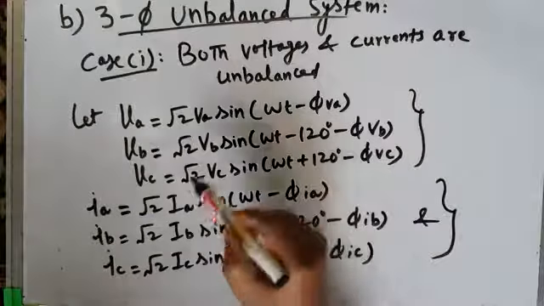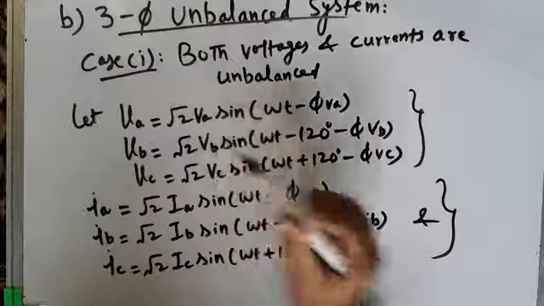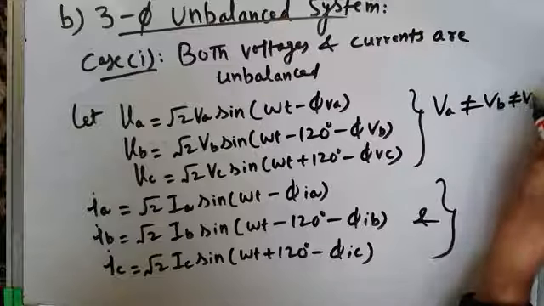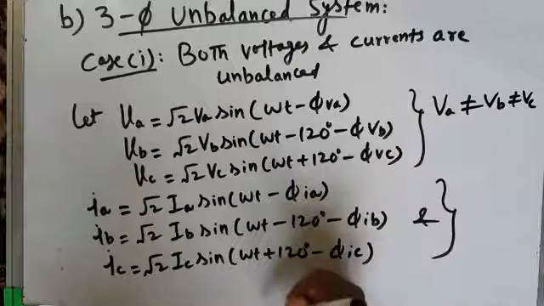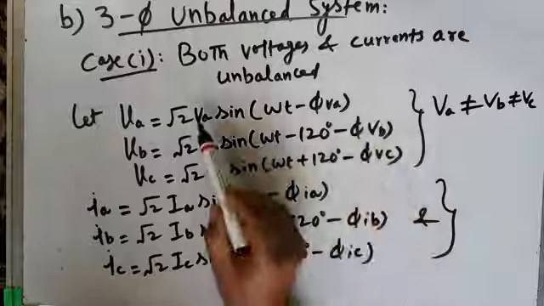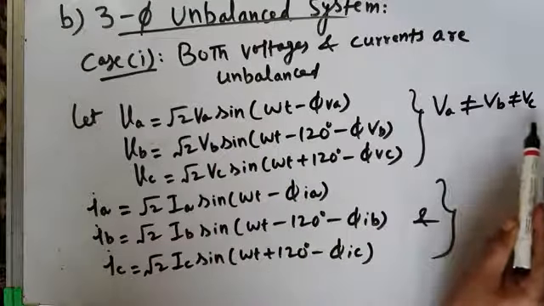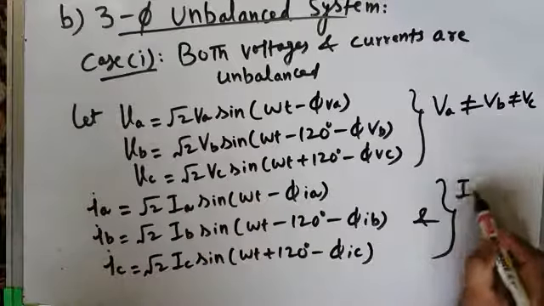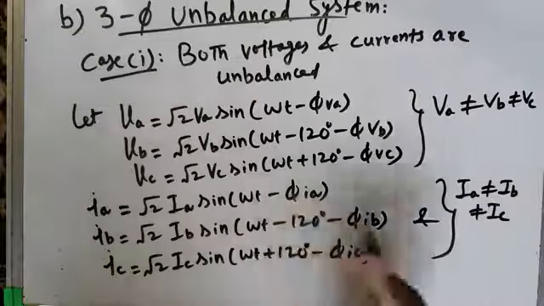So you can see the RMS values of three-phase voltages VA, VB, VC are not equal. So VA is not equal to VB, not equal to VC. So there is unbalance in the voltages. There may be unbalance in the phase angles also. Or let us forget about phase angles. Let us assume that there is unbalance in the voltage magnitude. So VA not equal to VB, not equal to VC. Similarly, the three line currents are not equal. So IA is not equal to IB, not equal to IC. Whereas in a balanced system, they were equal.